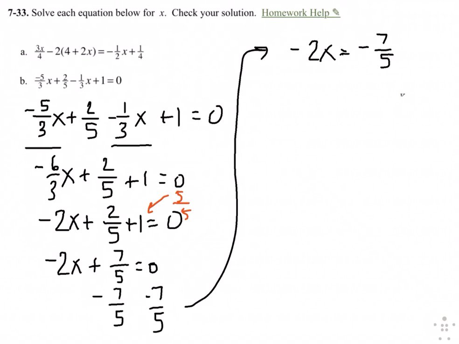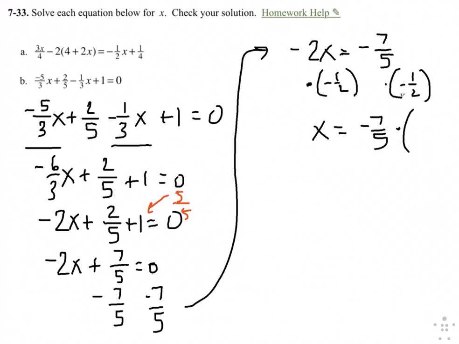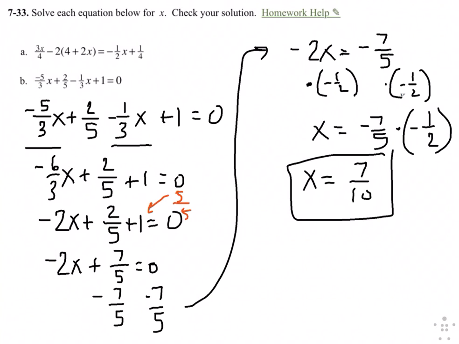And I'll divide both sides, so I'll multiply both sides by negative 1/2, because that's like dividing by negative 2. So times negative 1/2. So on the left-hand side, I get x. On the right-hand side, it's really negative 7/5 times negative 1/2. So x comes out to be negative times the negative is positive, 7 over 10. And again, we would substitute that in to check.